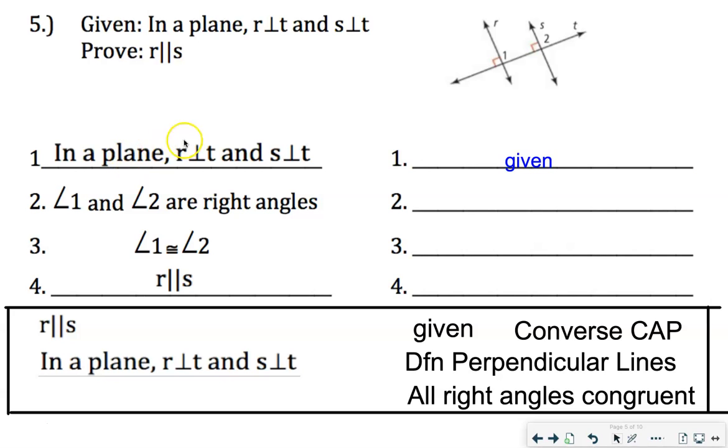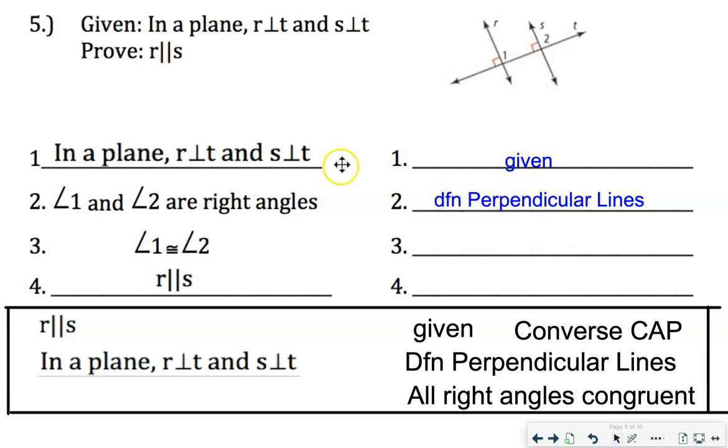So in a plane, R is perpendicular to T, and S is perpendicular to T. So we have 90-degree angles here and here. That's what the boxes mean. Okay, so perpendicular means right angles. Angle 1 and angle 2 are right angles. That's because this is standing for the definition of perpendicular lines.